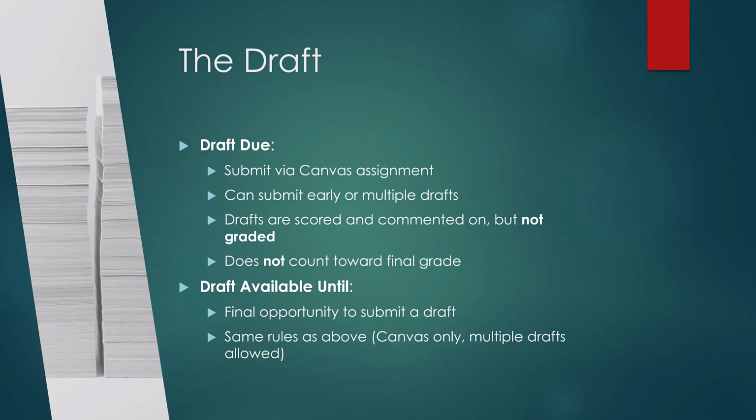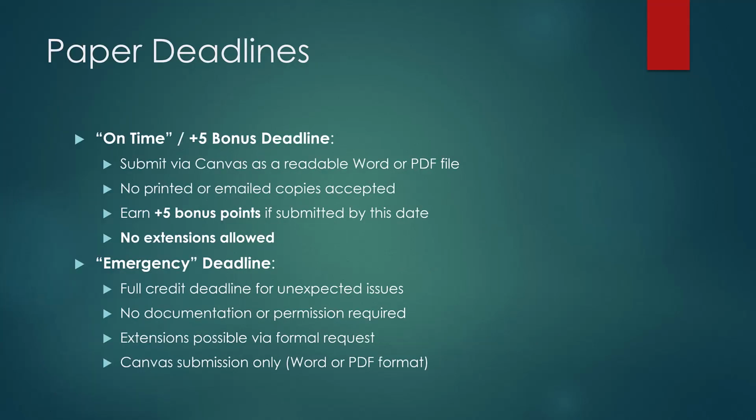towards or against your final grade. The draft available until deadline is a final opportunity to submit a draft, and that of course exists because when you turn in a draft, I would need some time to look at it and comment on it, and then to get it back to you for you to rewrite it. And it follows the same rules as the journal draft. You can turn in as many as you wish up until that deadline. Now for the paper itself, the final version, there are three options to turn it in. And this is somewhat complicated, but there are good reasons for this.